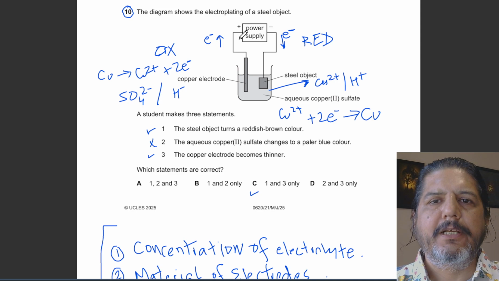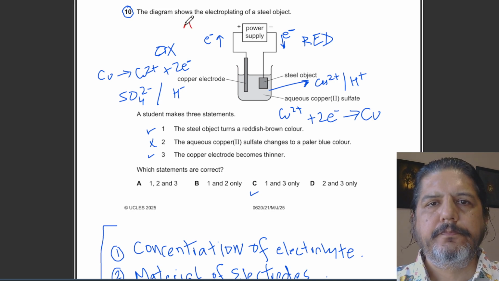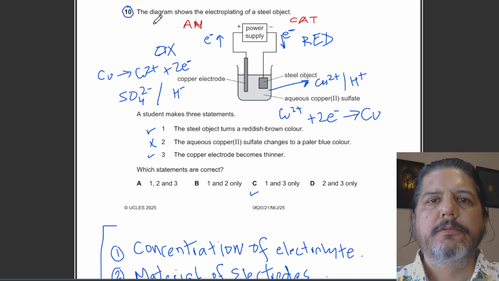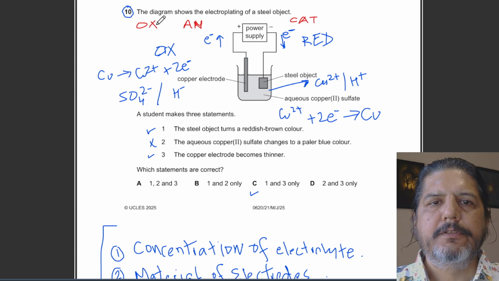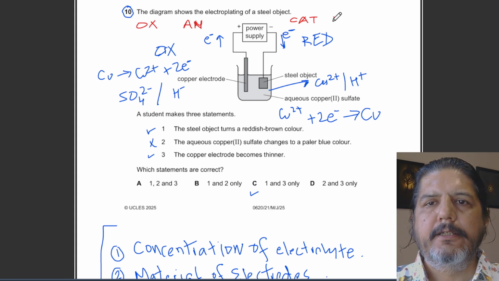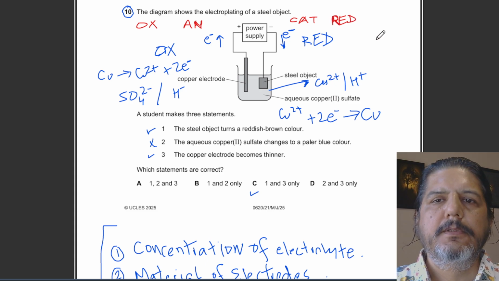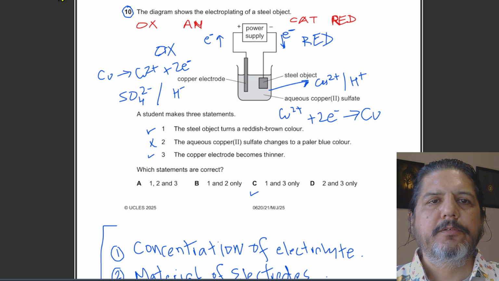We have a power supply. This is our anode. This is our cathode. We understand that at the anode, oxidation will take place here. Reduction will take place at the cathode. So these are the things that we understand.